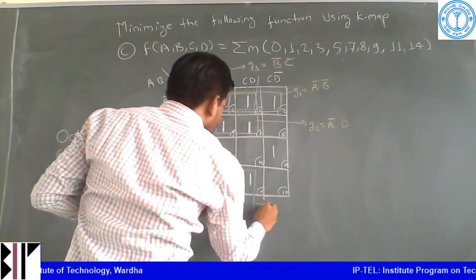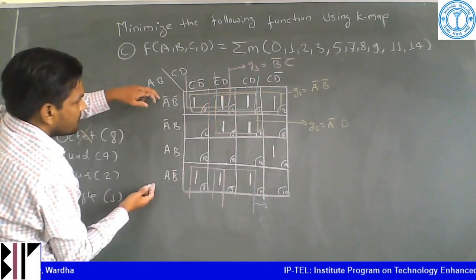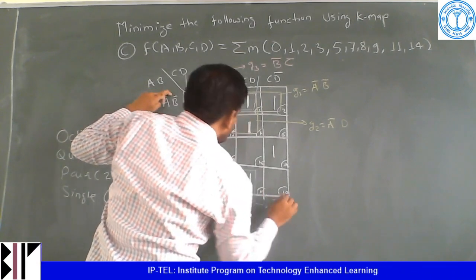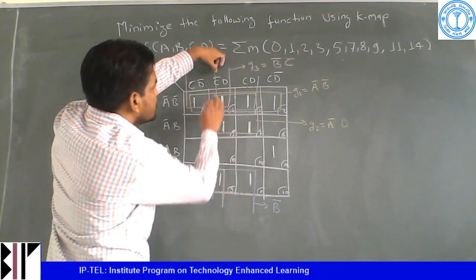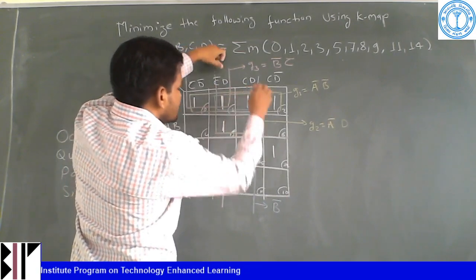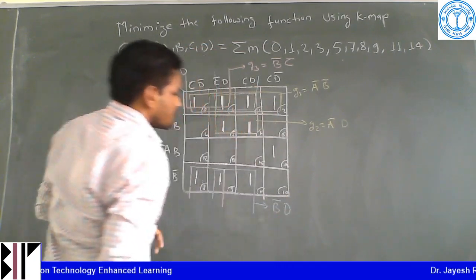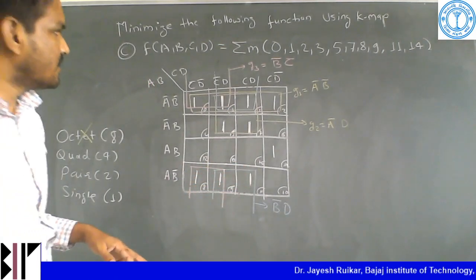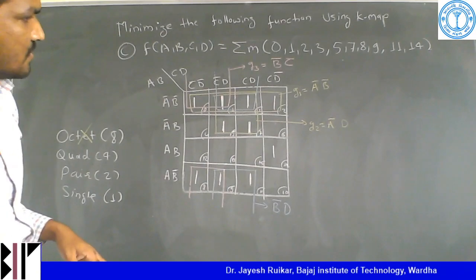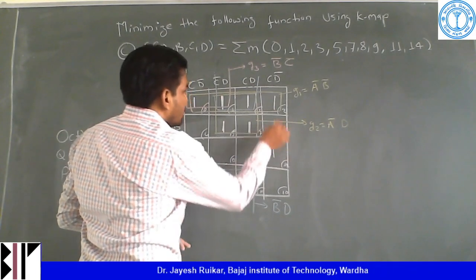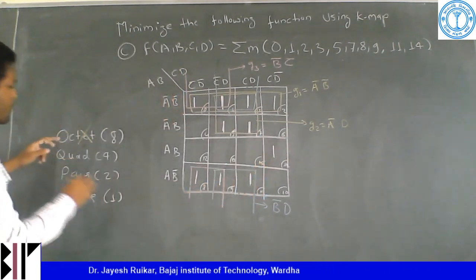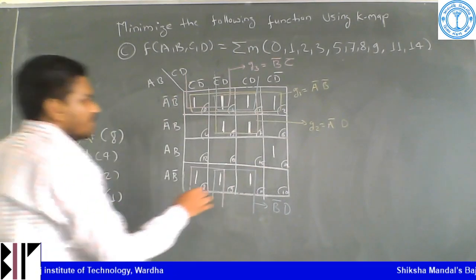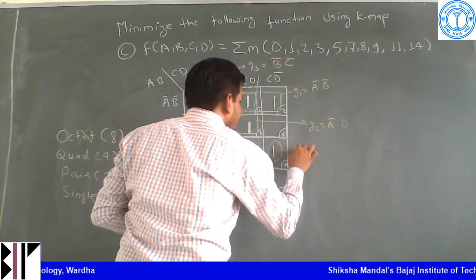Okay, so the equation for this one, when we look from this left side, this is B bar. When we look from this top side, C bar and C get cancelled, so B bar D. Fine. Now only one single one is remaining. So this one we cannot combine. We cannot form any octet, we cannot form a quad, we cannot form a pair. So we will form a single one, and we will write the equation.